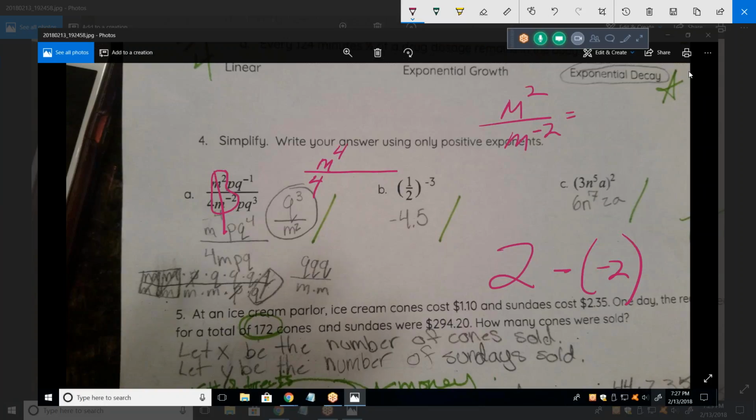What is p divided by p? Nothing. 1. It's 1. Anything divided by itself is 1. So there's a 1 in the numerator. I don't need to write it. Takes care of the p's. What is the q's? Subtract the exponents. You got minus 1 minus a 3.